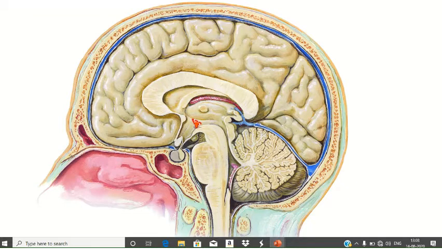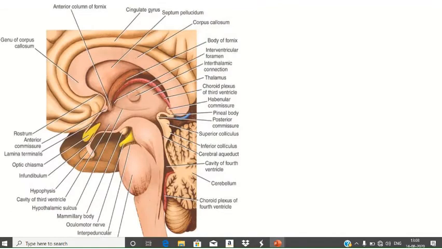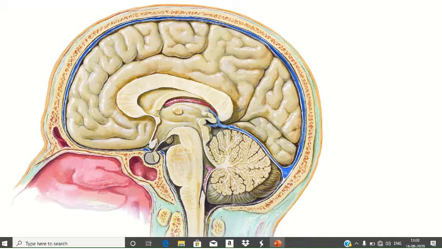Then a hypothalamic sulcus. You can identify a small sulcus over here. In this medial surface of the cerebral hemisphere, the main structure we can identify is the corpus callosum. Just below the corpus callosum, we can identify the head of the caudate nucleus, and here you can see the fornix. Just below the fornix, you can identify the thalamus. On this thalamus, just below the fornix, you can identify a sulcus called the hypothalamic sulcus. Let me show you the hypothalamic sulcus.